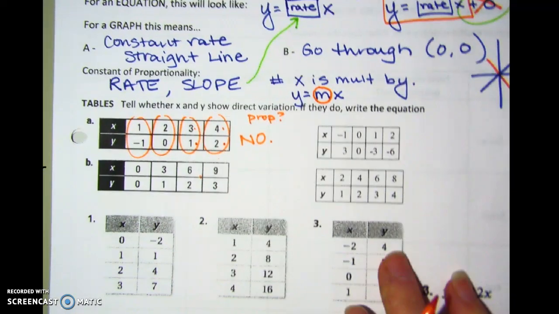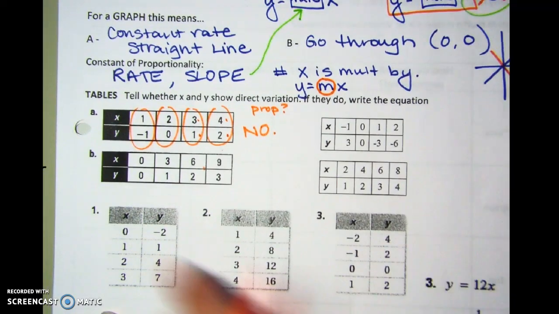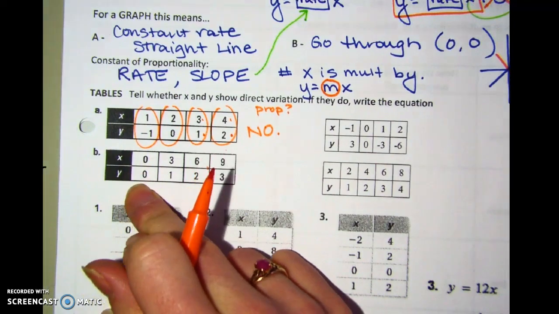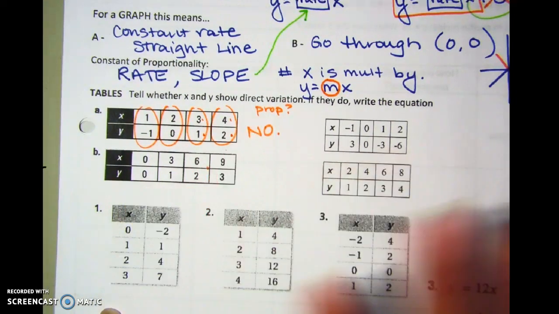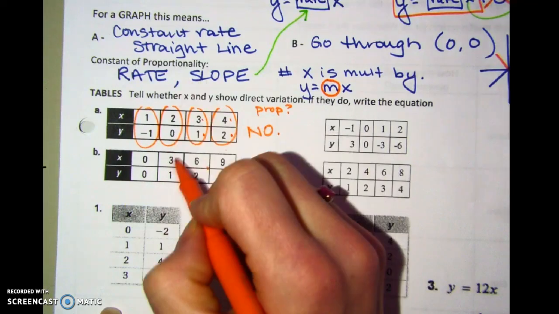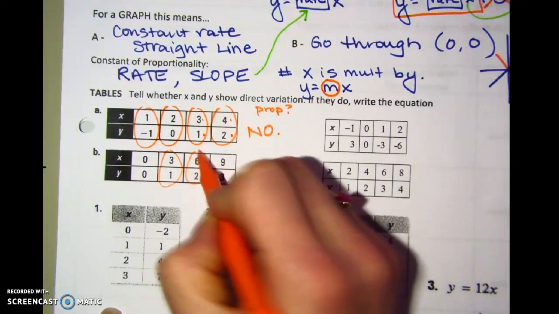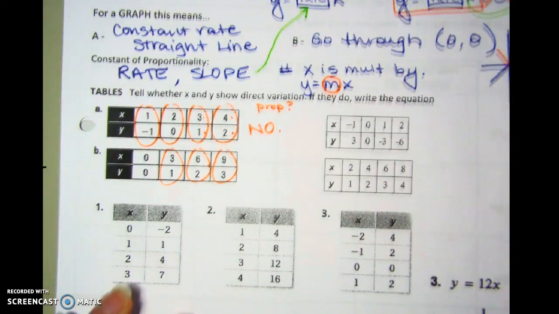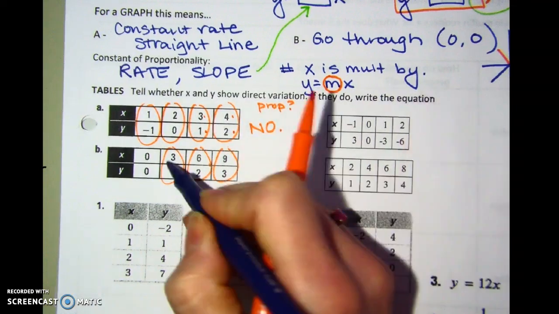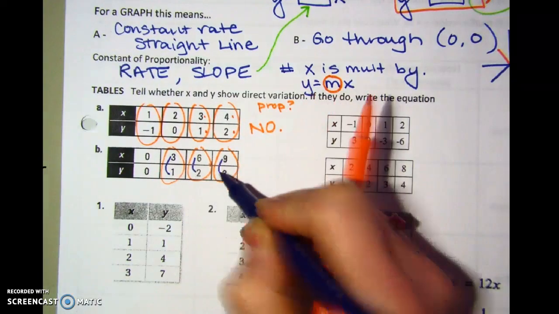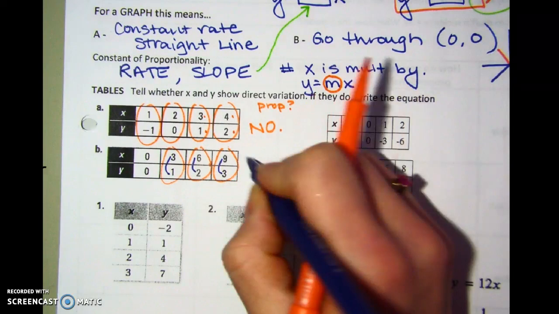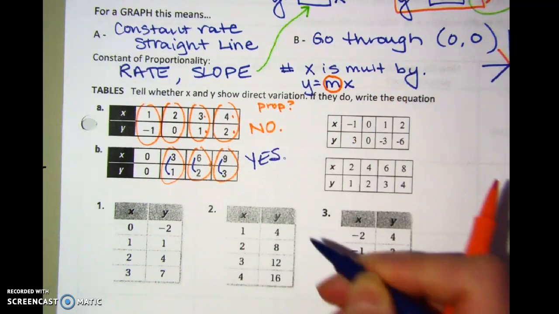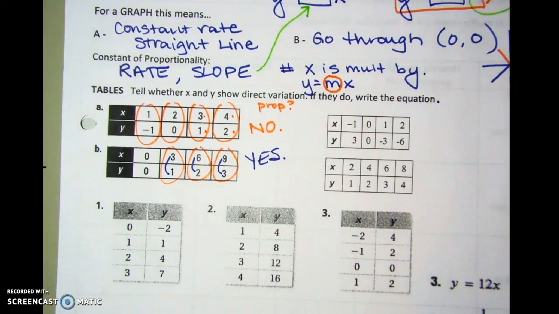Let's check the next one. I kind of ignore the zeros because that doesn't give me a very good proportion. I can't really simplify it or divide it. So I'm going to check the other ones. I check all of these and I notice that, yes, 3 over 1, 6 over 2, 9 over 3, they all simplify to the same thing. So my answer is yes. Now it says write the equation. So we're going to do that together.